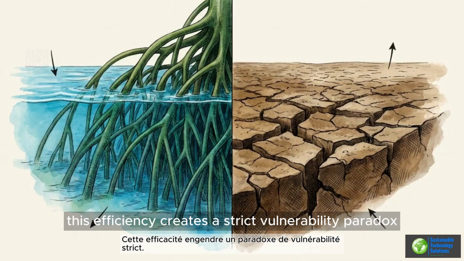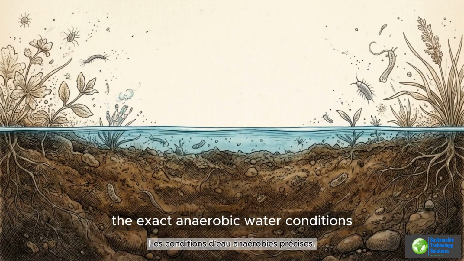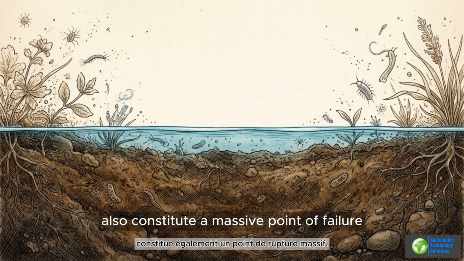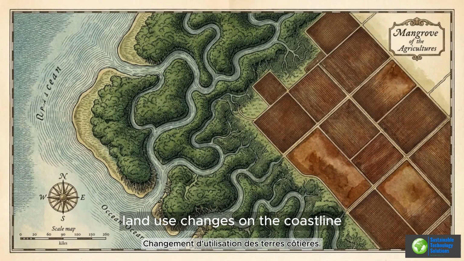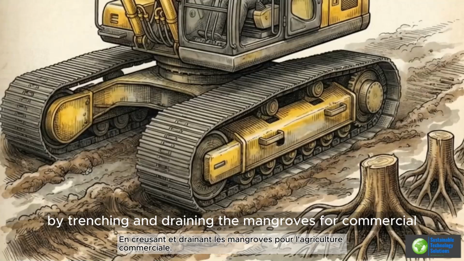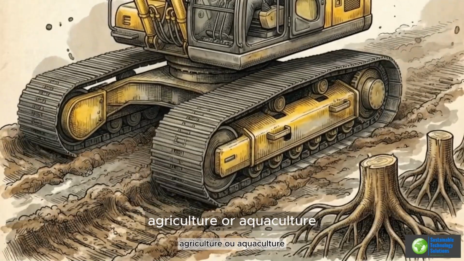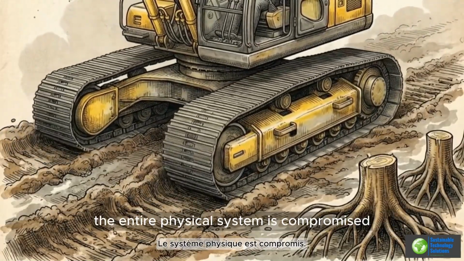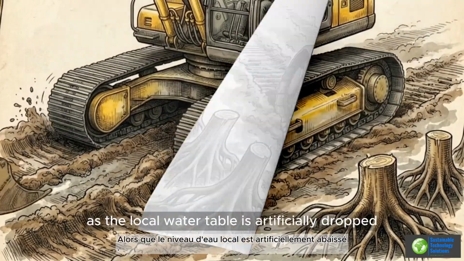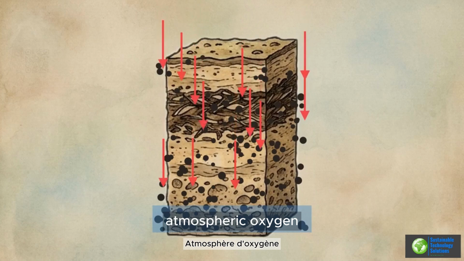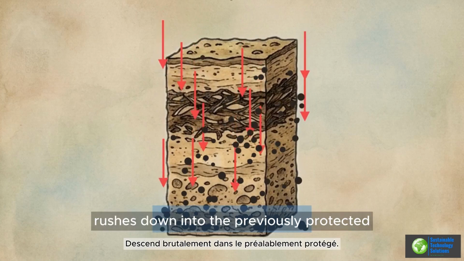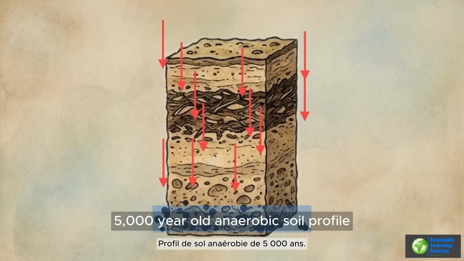Yet this efficiency creates a strict vulnerability paradox. The exact anaerobic water conditions that make this storage possible also constitute a massive point of failure. When humans impose structural land use changes on the coastline, specifically by trenching and draining the mangroves for commercial agriculture or aquaculture, the entire physical system is compromised. As the local water table is artificially dropped by those trenches, the seal breaks. Atmospheric oxygen rushes down into the previously protected 5,000-year-old anaerobic soil profile.